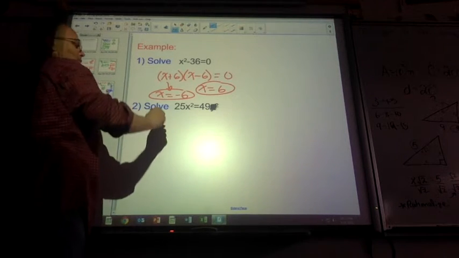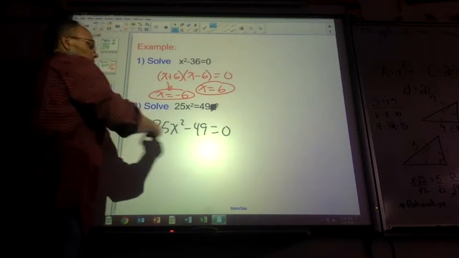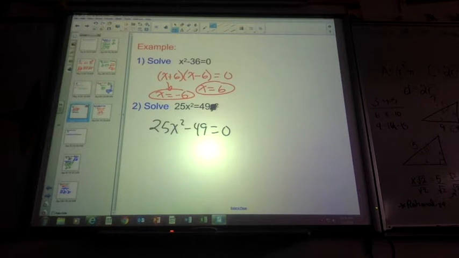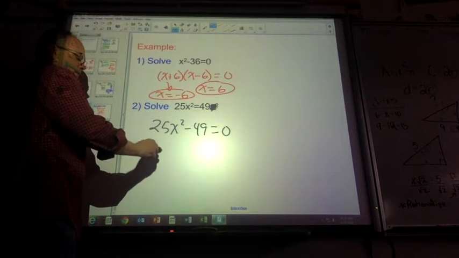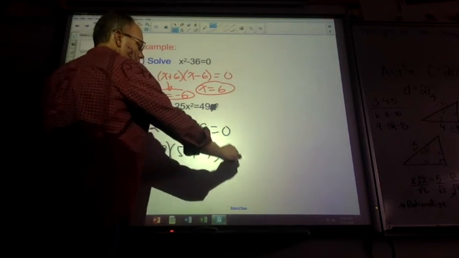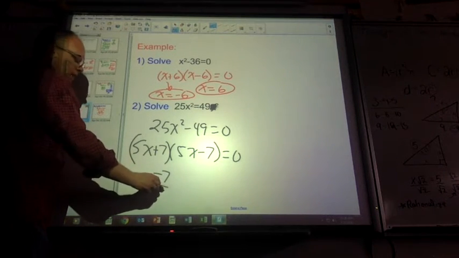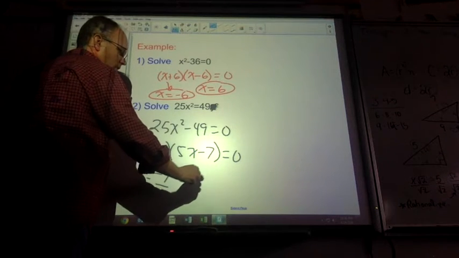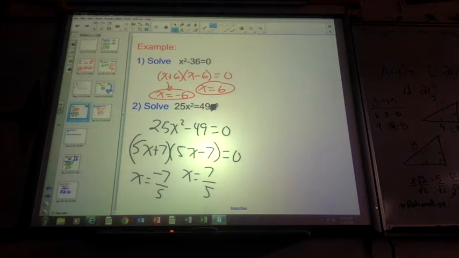Okay, so on this one, I'd bring the 49 over. And this right here is the difference of two squares as well, because 5x times 5x is 25x squared. 7 times 7 is 49. They're separated by a subtraction sign. So I get 5x plus 7 and 5x minus 7. Those are equal to 0. So 5x plus 7, I'm going to subtract 7, divide by 5. This one's going to be add 7, divide by 5. So you get negative 7/5 and positive 7/5.